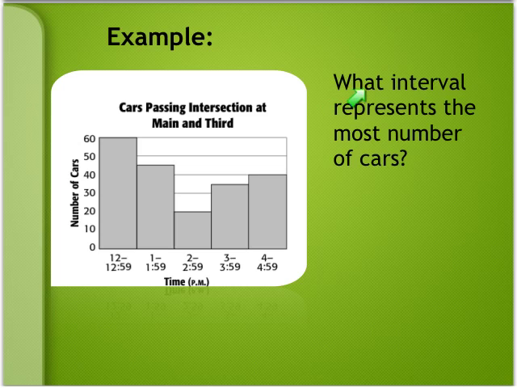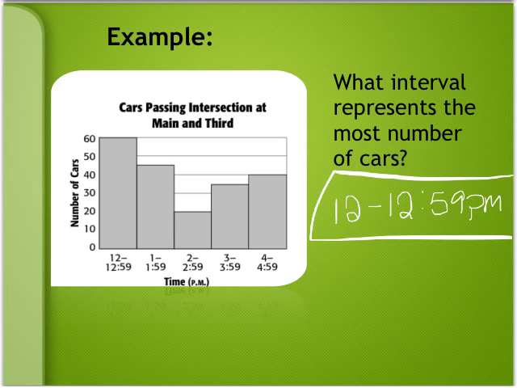And our question asks us, what interval represents the most number of cars? Well, we're going to look and see. Most would have more cars than all the others. In this case, it's this one here. It has 60 cars. So the interval would be 12 to 12:59 p.m. And that would be the answer.